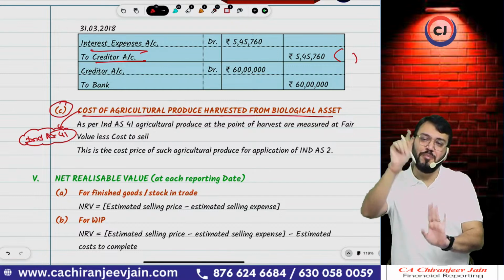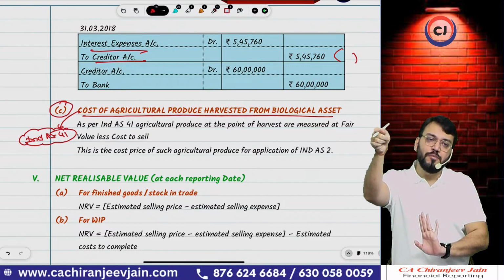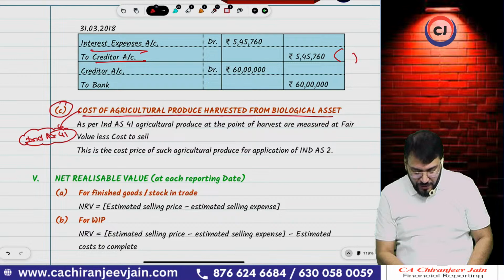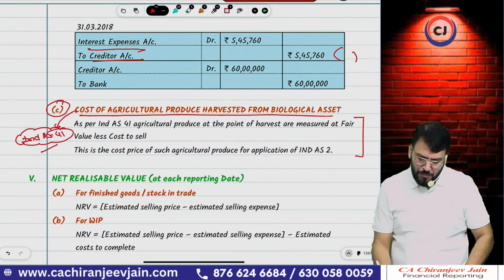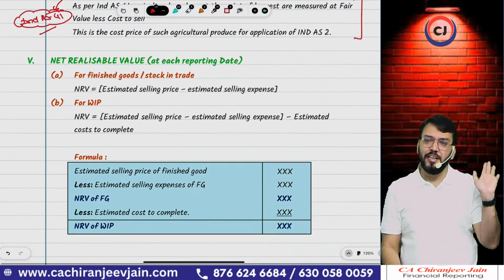So first we need to understand biological asset. We will first do Ind AS 41, then only we can come here. Therefore refer Ind AS 41. However, I can explain right now, but it won't be as enjoyable. So refer Ind AS 41.